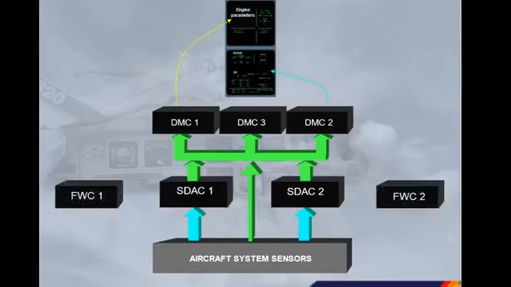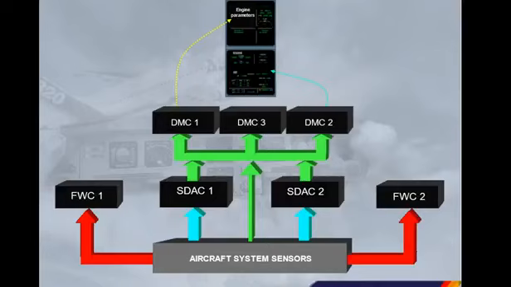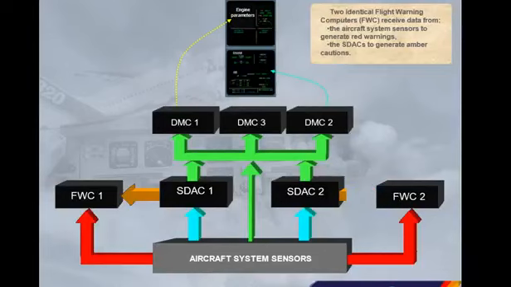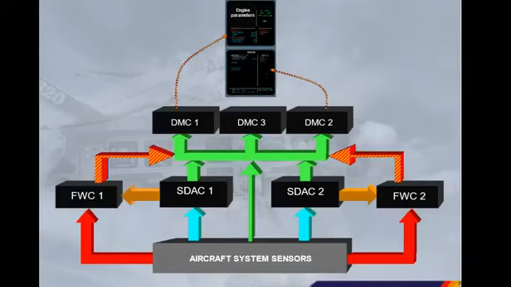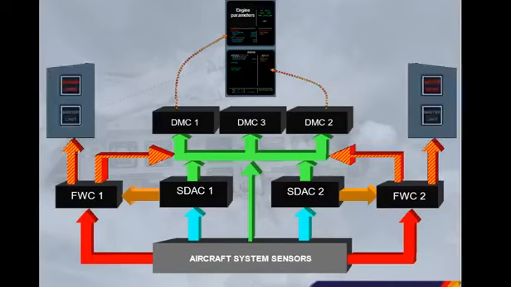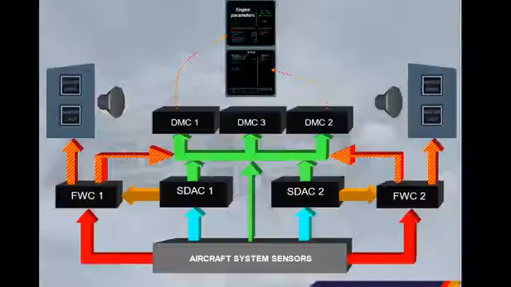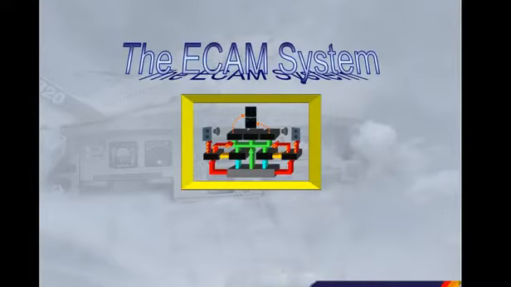Two identical flight warning computers, FWC, receive data from the aircraft system sensors to generate red warnings, and from the SDACs to generate amber cautions. The FWCs then supply the DMCs for the display of alert messages, the attention getters, and the loudspeakers for oral alerts and synthetic voice messages. All the components shown can be collectively called the ECAM system. We will study the use of the ECAM system in a separate module.